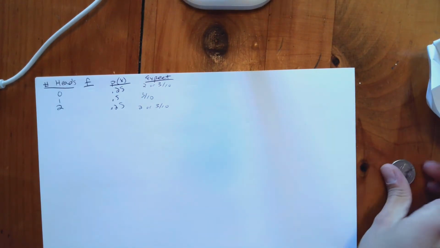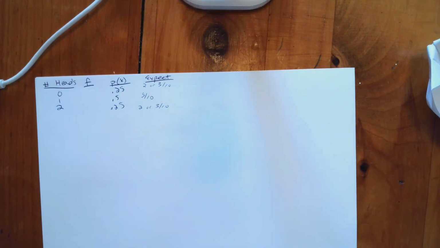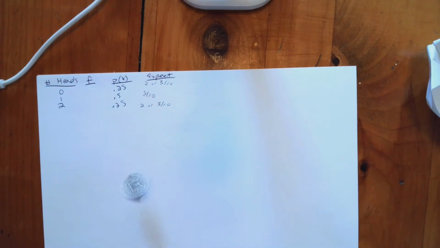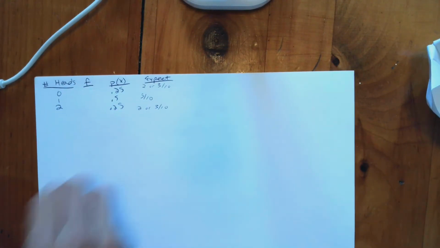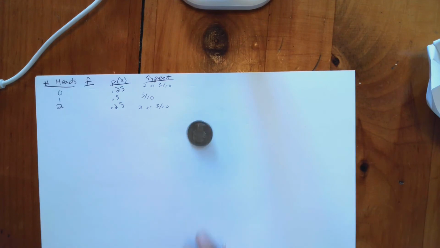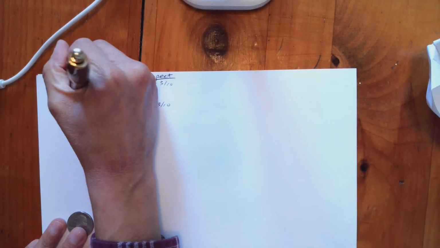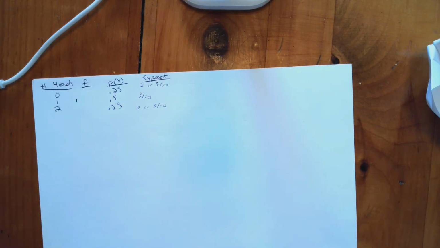And so what I'm going to do here is I'm actually just going to flip this coin 20 times, so that'll give me 10 events of 2 coin flips, and actually count up the outcomes and see what we get. So that's our first coin flip. Our second coin flip, so that was a tails and then a heads. That means we have 1 heads out of that event.